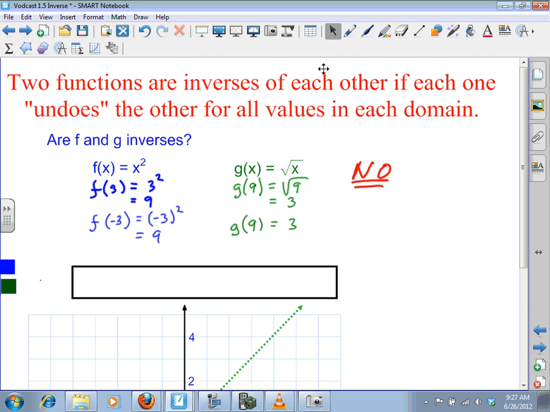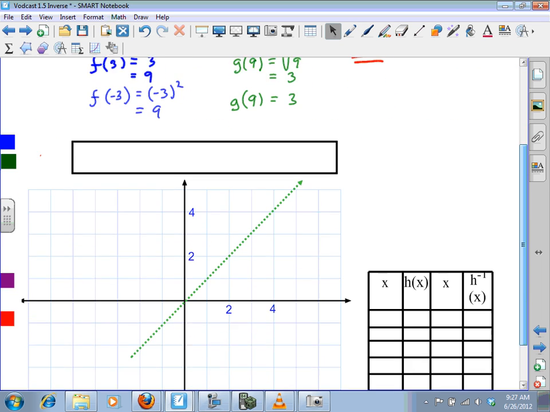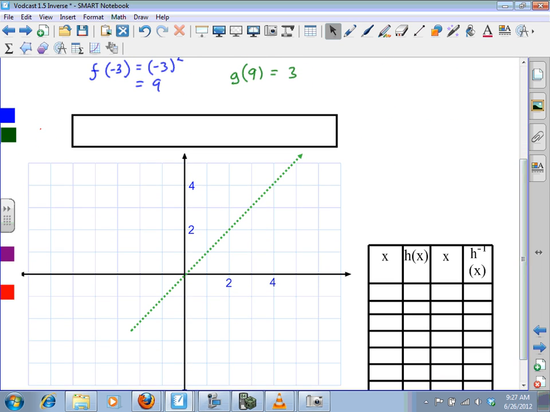Okay, well, let's look at the graph of this for a second too. Here is the graph of f, this blue graph. Does that pass the horizontal line test? No, it doesn't. And if you inverted it, like I mentioned before, graphically, the inverse, they are reflections over the line y equals x.